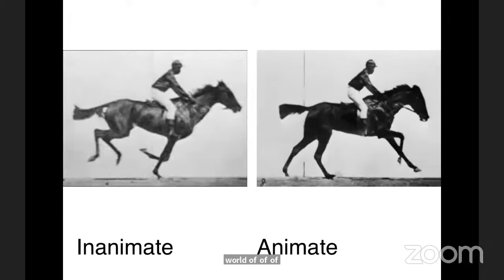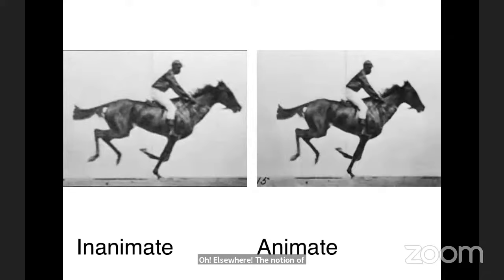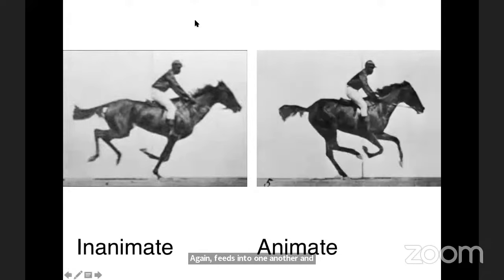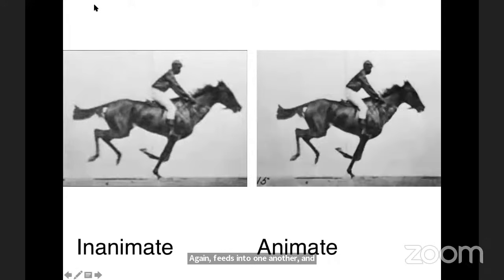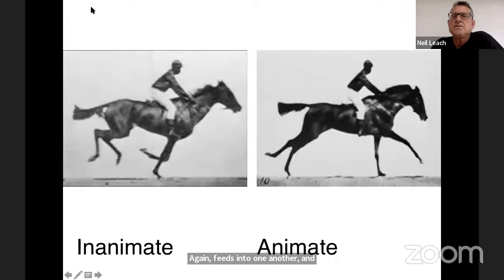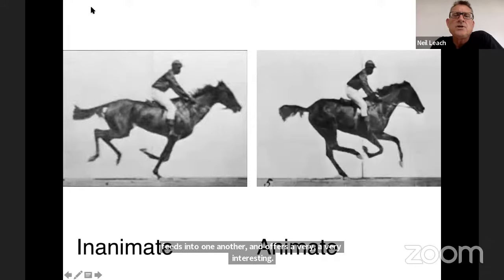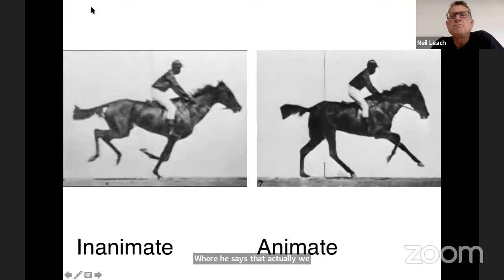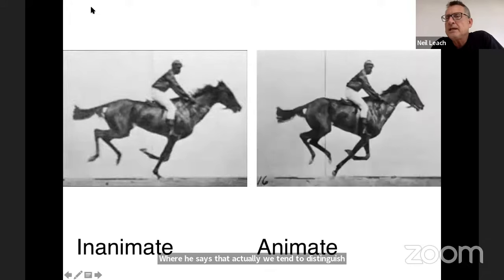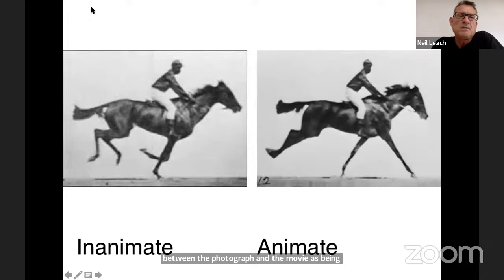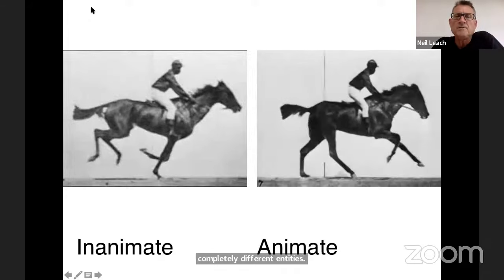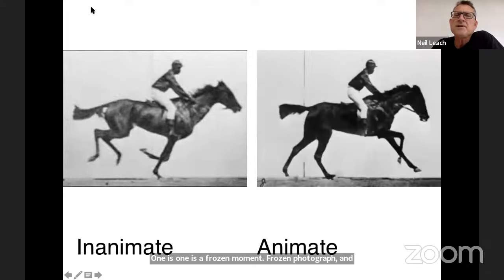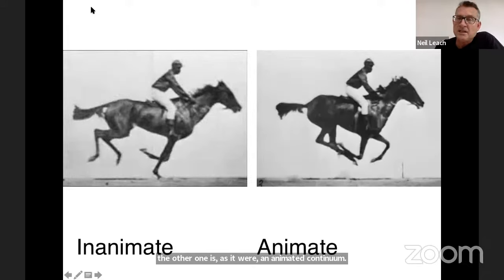elsewhere. The notion of the animate and the inanimate again feeds into one another. And Slavoj Žižek offers a very interesting take on these things. I realize I haven't got my video on, so we put it on. He says that actually we tend to distinguish between the photograph and the movie as being two completely different entities. One is a frozen moment, a frozen photograph, and the other one is, as it were, an animated continuum. But when you think about it, they are themselves dialectically connected.